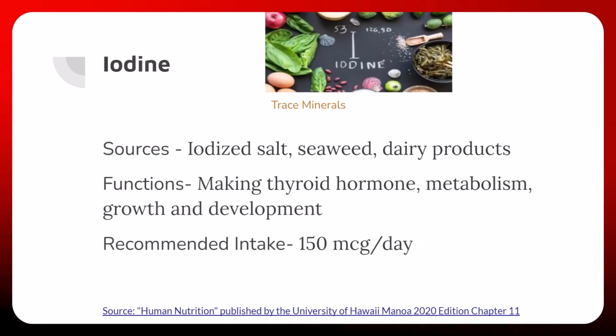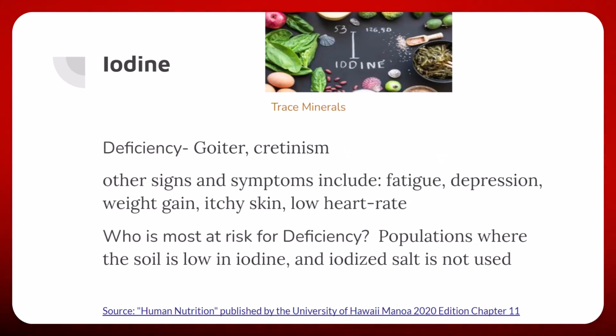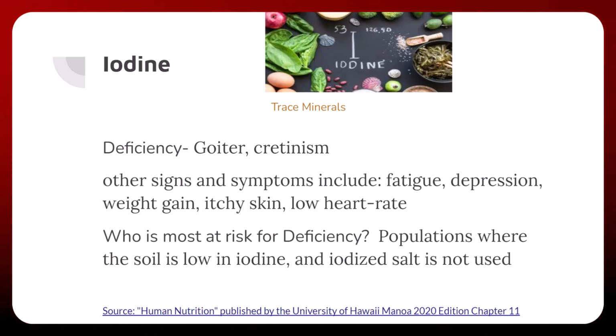Next, we're going to talk about iodine. Sources of iodine include iodized salt, seaweed, and dairy products. Functions include making thyroid hormone, metabolism, growth, and development, and the recommended intake is 150 micrograms per day. Now, we've talked about iodine before in Lecture A. A deficiency in iodine can cause goiter or a disease called cretinism.